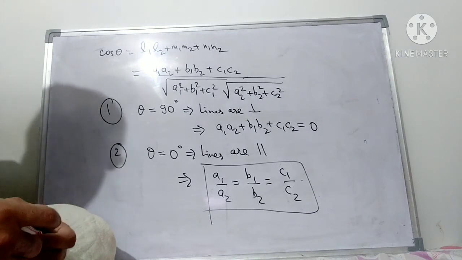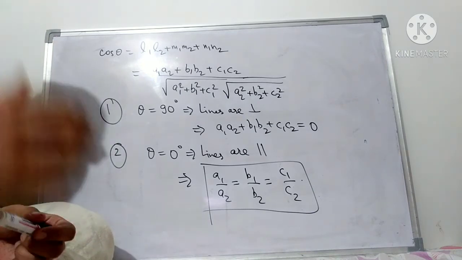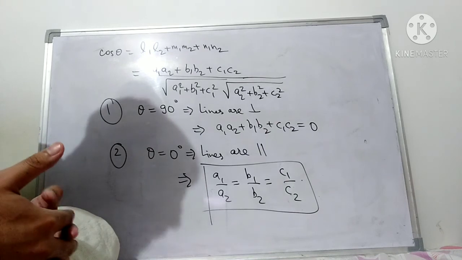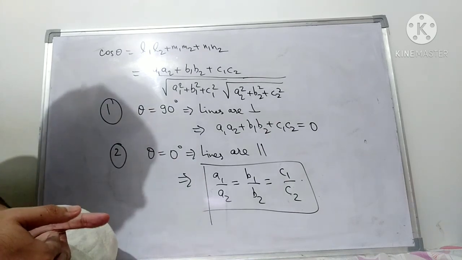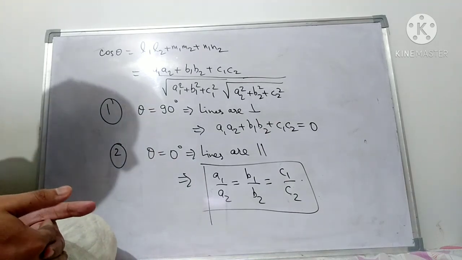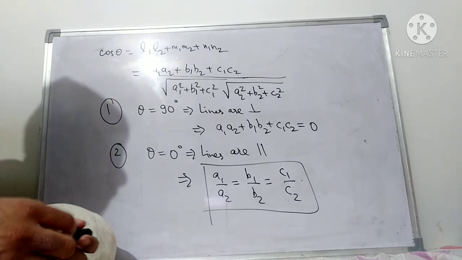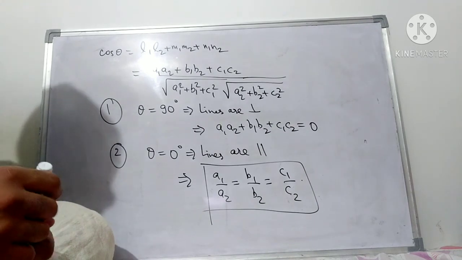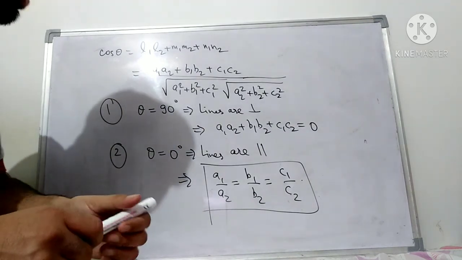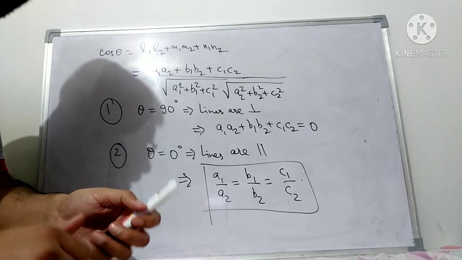These are important results, and I'll be taking questions based on them in tomorrow's class. In the next video I'll start with the equation of a line. There are two forms, vector form and Cartesian form, which we'll discuss later. For now I think this much should be enough. Thanks for watching this video.